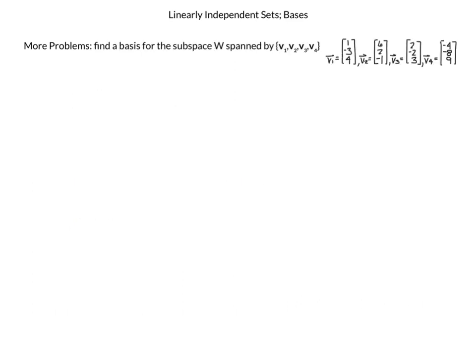Wrong dimension. The next question: find a basis for the subspace W spanned by v1, v2, v3, v4, where v1 is equal to the vector 1, negative 3, 4, v2 is the vector 6, 2, negative 1, v3 is the vector 2, negative 2, 3, and v4 is the vector negative 4, negative 8, 9.